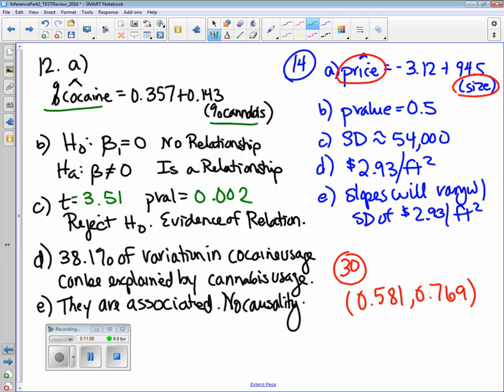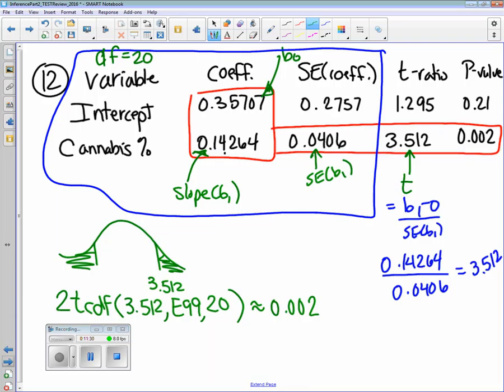That p-value is small, it's less than 0.05. Therefore, I will reject the null hypothesis, which means that we have evidence there is a relationship between cannabis and cocaine usage. Okay? Part D talks about R squared. If you look at the computer printout, I didn't include it, but it was actually given to you. It says that R squared was 38.1%.